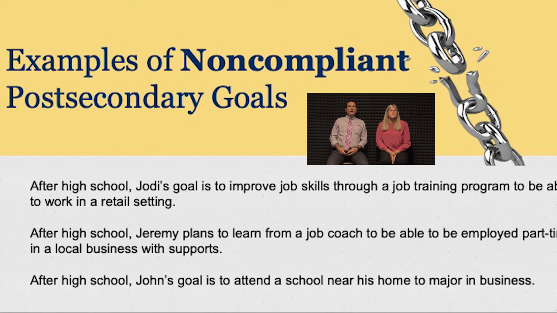So let's look at goal number 1. Job training program, highlighted in purple, explains the specific training or education or how the student plans to get their required training or education. This is correct. However, retail setting highlighted in purple does not specifically state what employment the student plans to pursue. So this goal is non-compliant.